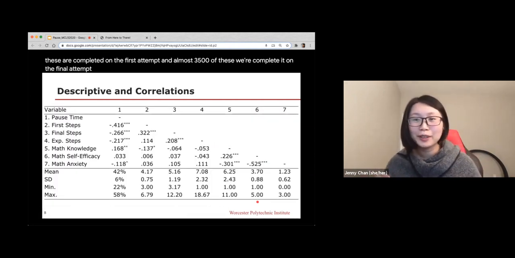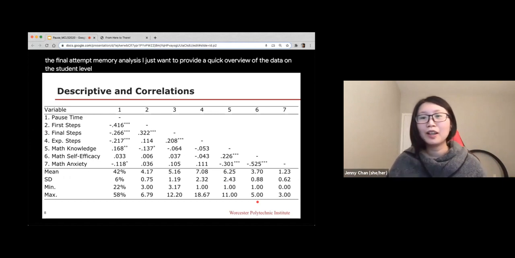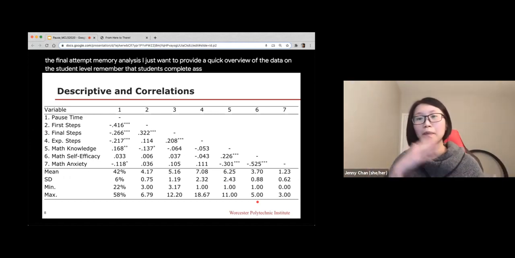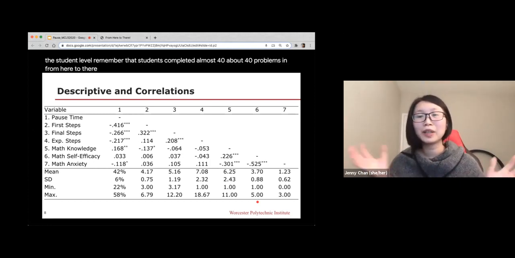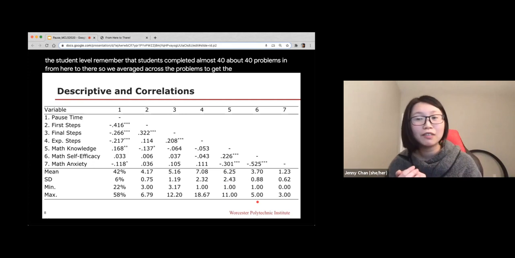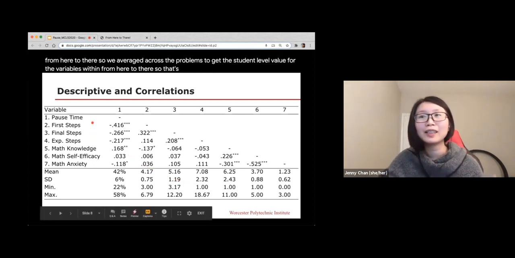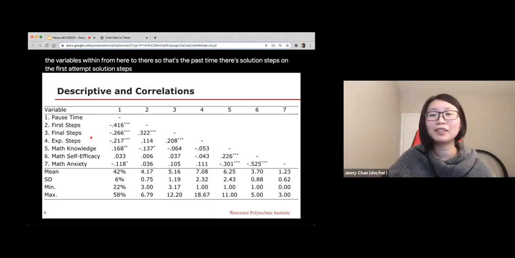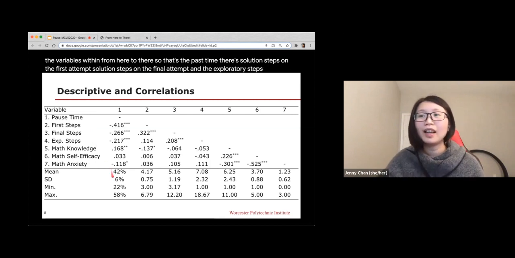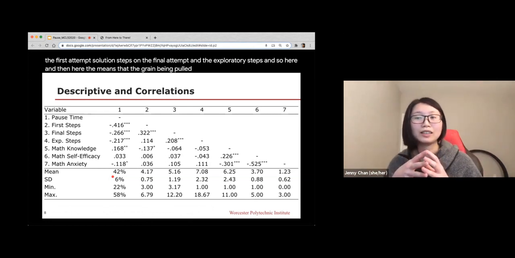Before we dive into the primary analysis, I just want to provide a quick overview of the data on the student level. Remember that students completed about 40 problems in From Here to There. So we average across the problems to get the student level value for the variables within From Here to There. So that's the pause time, solution steps on the first attempt, solution steps on the final attempt, and the exploratory steps. And here are the means of the grand mean pooled across the students.